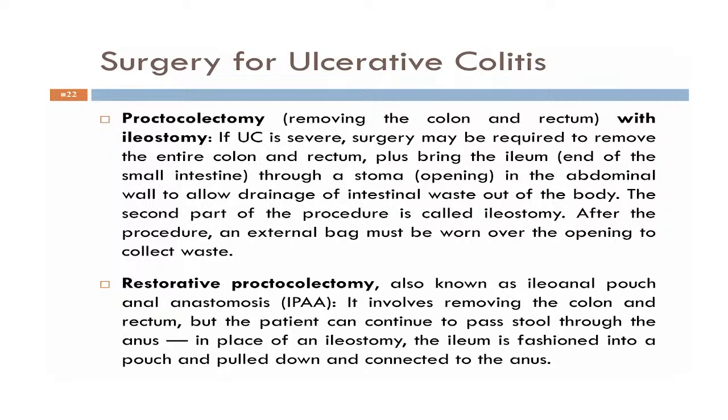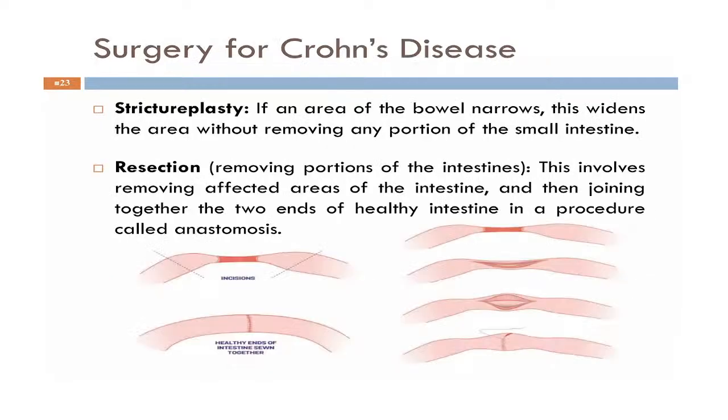Then restorative proctocolectomy, also known as ileoanal pouch anastomosis, involves removing the colon and the rectum, but the patient can continue to pass stools through the anus in place of an ileostomy. The ileum is fashioned into the form of a pouch and pulled down and connected to the anus. So earlier they used to do proctocolectomy with ileostomy, then they moved to restorative proctocolectomy.